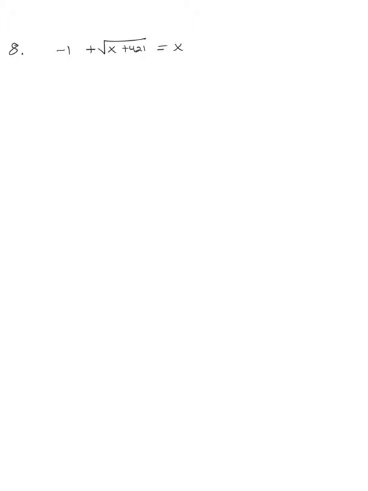In question 8, this is not solved for the square root, so I'm going to add 1 to both sides. My equation becomes the square root of x plus 421 is equal to x plus 1. I can now square both sides since the square root is isolated. On the left, it's simple. I get x plus 421, whereas on the right, if you square x, you get x squared. If you square 1, you get 1, but you double the product of the two terms. 1 times x is x. I double it and I get 2x.